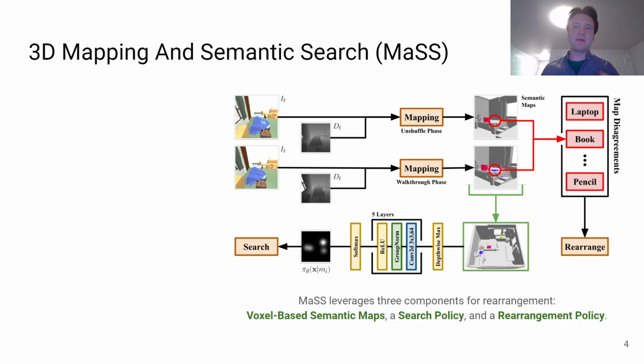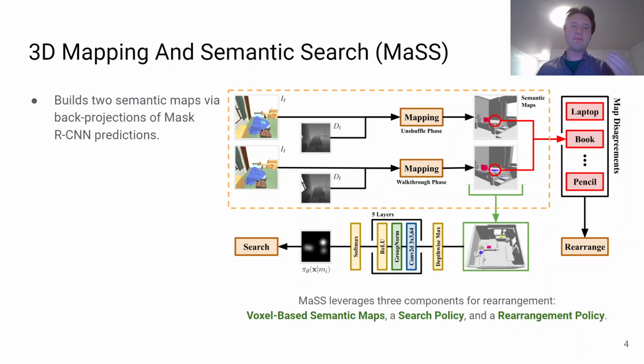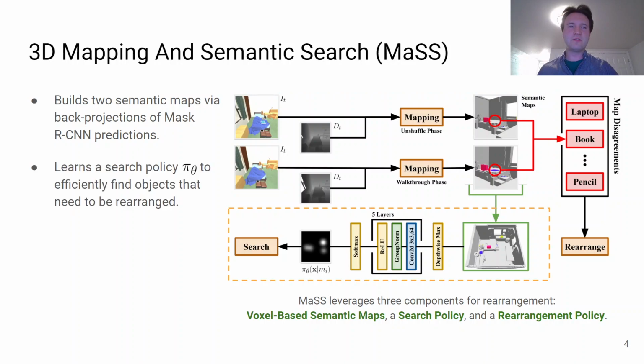Building accurate semantic maps is crucial to our method, and this is challenging. It requires processing images of the scene from multiple perspectives. We approach this challenge by incrementally back-projecting egocentric semantic segmentation predictions from a pre-trained Mask RCNN to a set of voxels at each time step, capturing the state of the environment during the walkthrough and the unshuffle phases.